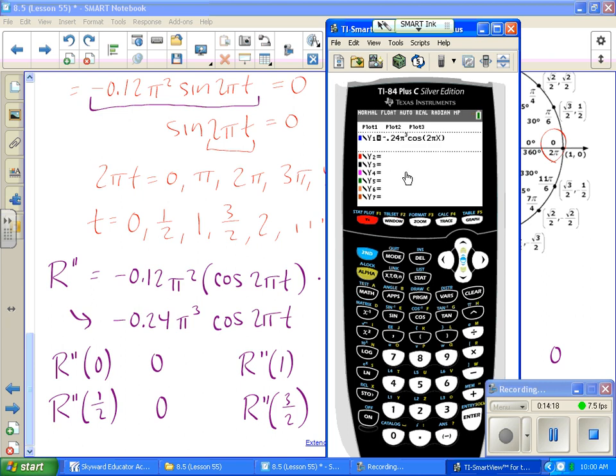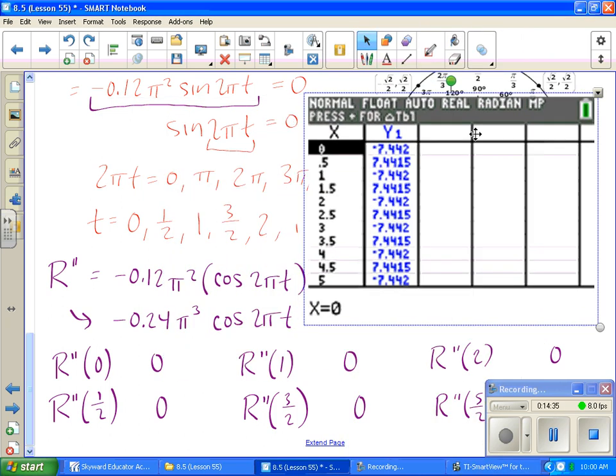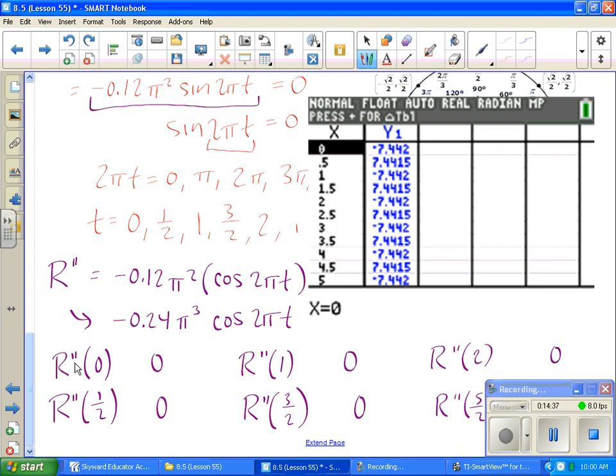I just put the second derivative in my y equals. I'm going to my table set. I'm going to start at 0 and go by 0.5 because that'll give me each of these values. And then we can go ahead and look at the table here. It's a little too hard to read there for me. So the first one here, at 0, it's greater than or less than 0? Less than. Here it's greater than. Here it's less than. And doesn't it keep just going back and forth?